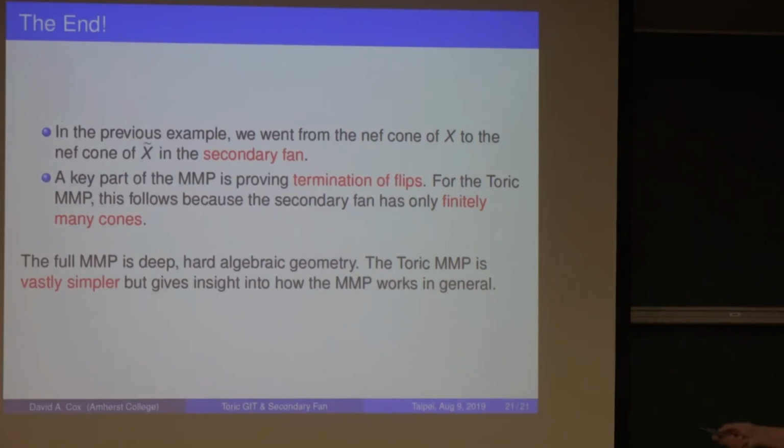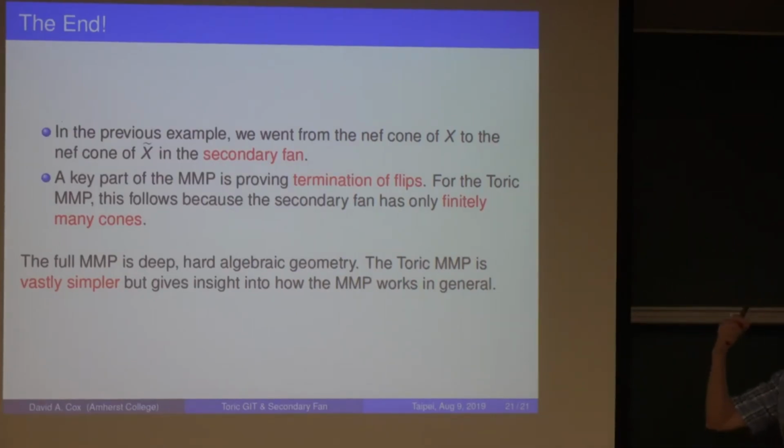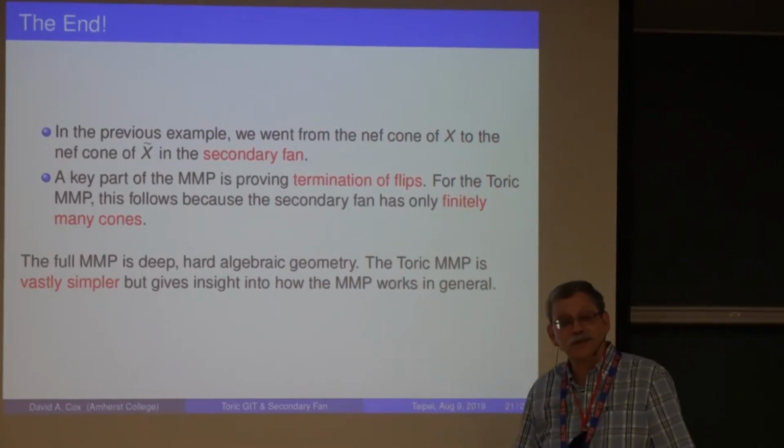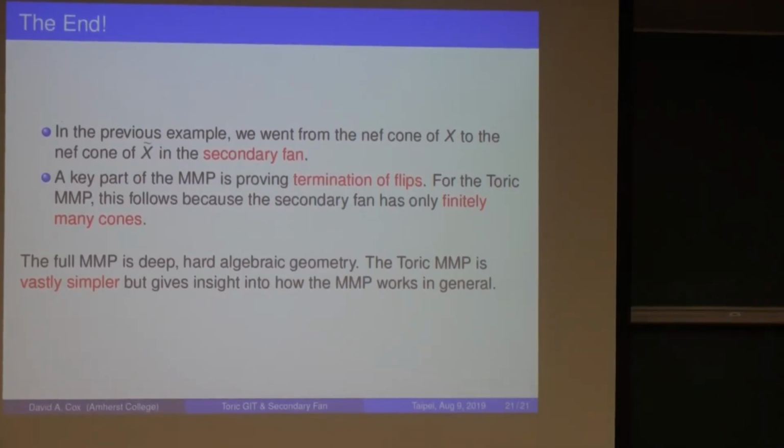And so the full minimal model program is deep, hard algebraic geometry. I mean, one of the people that just won the Fields Medal was one of the people that made the big progress on the minimal model program. Mori won a Fields Medal for his contributions to the minimal model program. The toric one is vastly simpler, but it does give you some nice insight into what's going on in general. And so, for once, I finished 5 minutes early, so we're done.